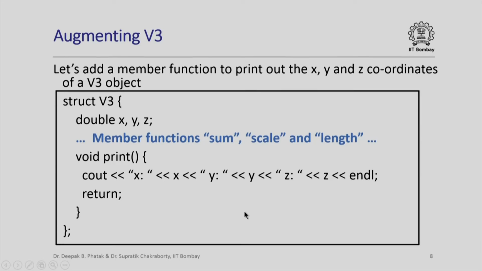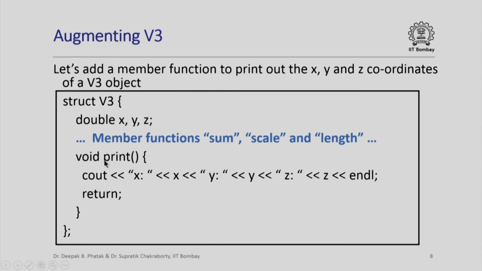Now in order to do this, what we will do first is we will augment the V3 structure that we had already seen earlier by adding a member function which prints out the x, y and z coordinates of a V3 object. Now why are we doing this? By adding this member function called print, which simply prints out the x, y and z values of an object of type V3, we are basically saying that we do not need to access the members x, y and z of an object of type V3 directly in order to print their values. We can simply use this member function which acts as an interface to allow the programmer to print the values of the members x, y and z of an object of type V3.